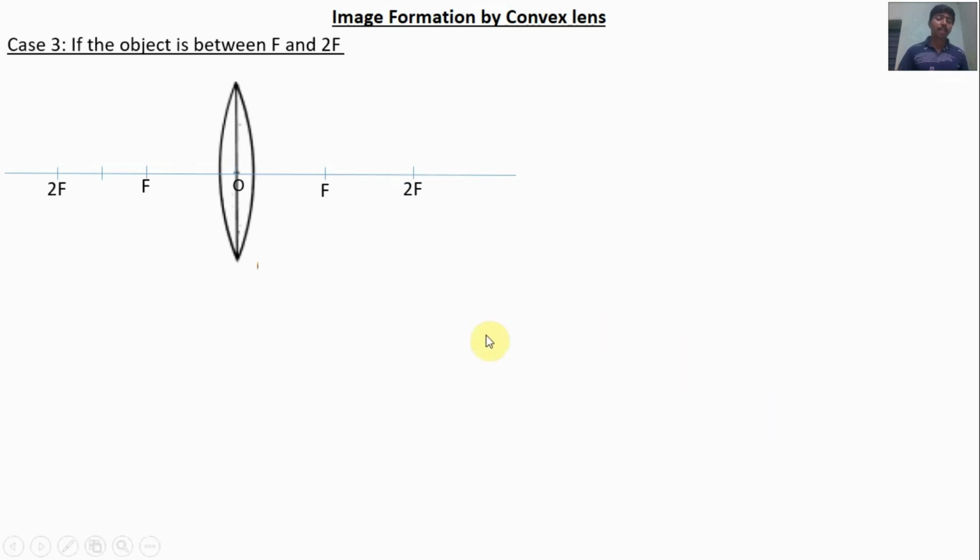If the object is between F and 2F, what will be the image appearance? Okay, let's draw a convex lens and the principal axis. Let's take the object at 3 cm from the optic center, because the focal length is 2 cm and 2F is 4 cm. The object length is 2 cm. Apply rule 1 and rule 2.